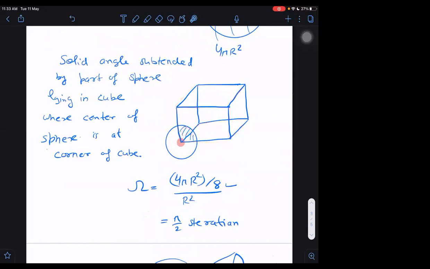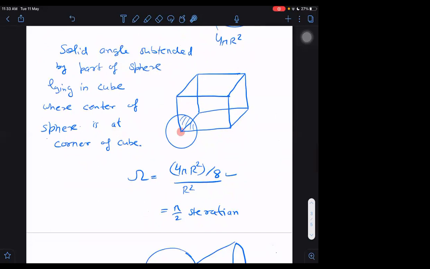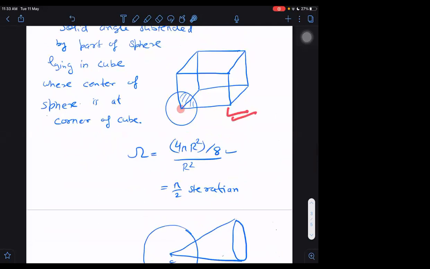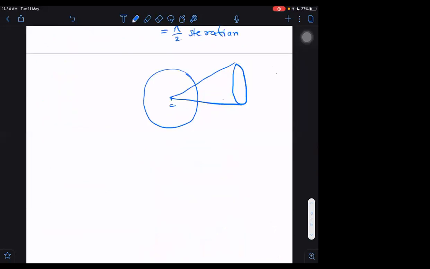This is also a solid angle, but that solid angle is not subtended by a cone. It is a different situation. I gave this example just to clarify that solid angle is not subtended only by a cone. That is a mistake if you think that way. Solid angle can be subtended by any shape which has some corner.